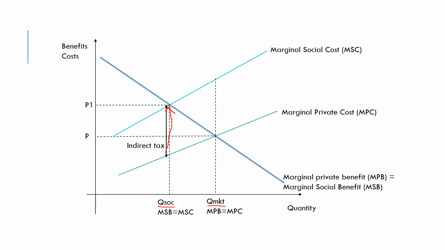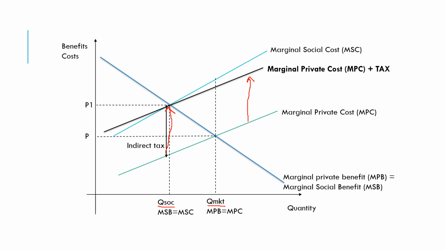So if we were to introduce an indirect tax of this value here, the impact of that would be it would affect the private individual. Here the consumer or the producer would be paying this tax. So it's going to increase the private costs. So the increase in the indirect tax would raise the marginal private cost up by the value of the tax.